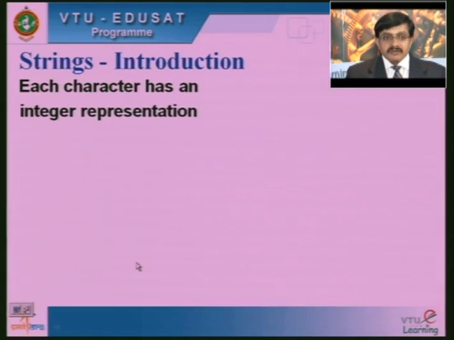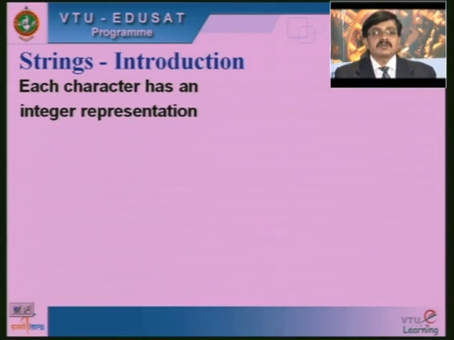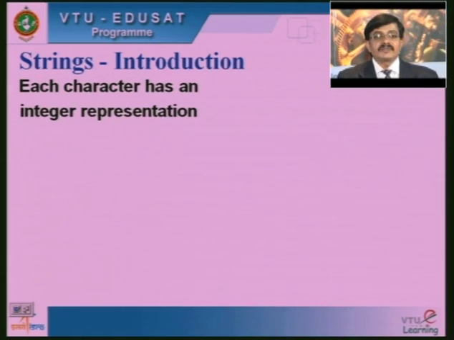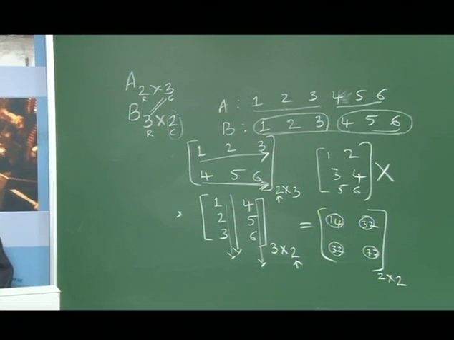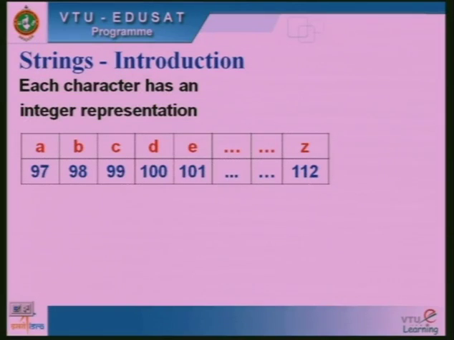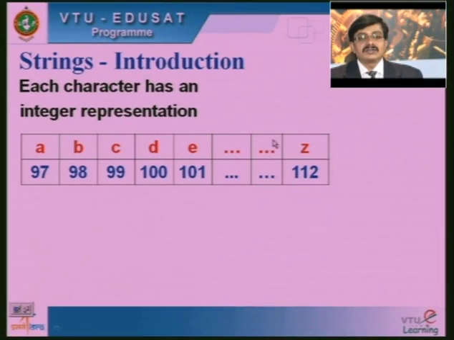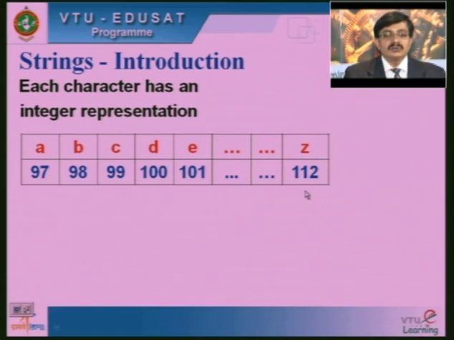Now next we move on to another concept called strings. You understand the concept of strings only after knowing the concept of arrays. But before you move on to strings, each character in the computer is associated with a certain integer representation. For example, a, b, c are lowercase letters of the English alphabet. The value of a, when stored in the machine, will be stored as 97, b as 98, c as 99, and similarly in continuation z will be stored as 112.